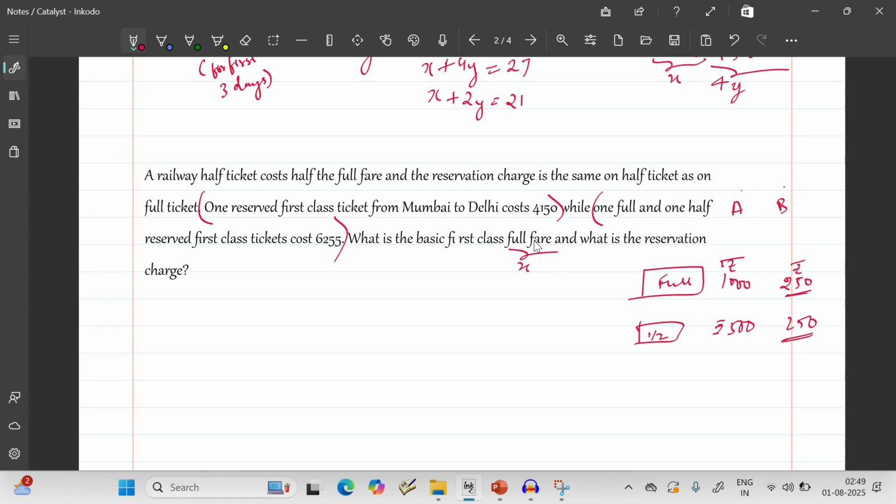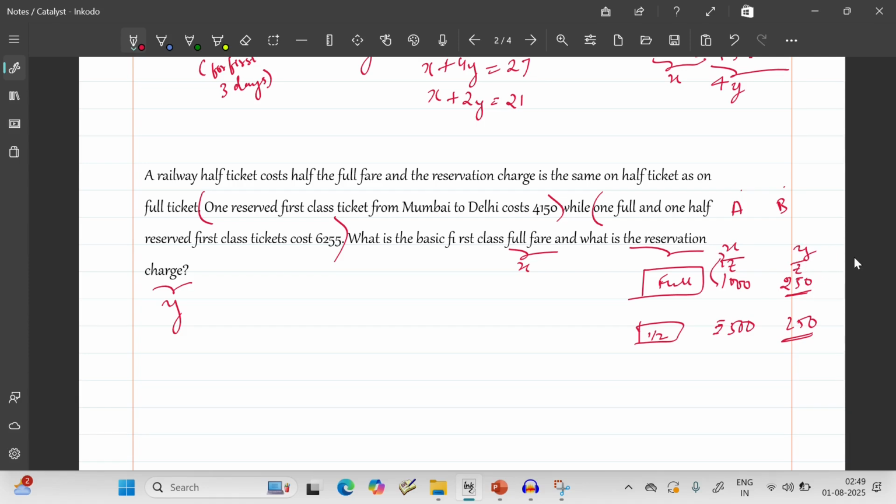Okay, fare means the total price. The total price of one full ticket we are going to take as x. And what is the reservation charge? This reservation charge we don't know, so we are going to take it as y. Got it? The price of one full ticket is x, and the reservation that you are going to pay, you are taking as y.